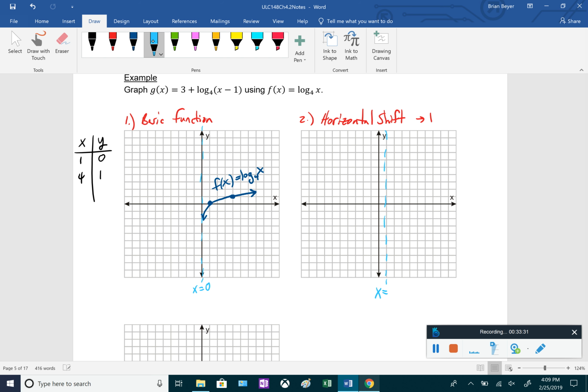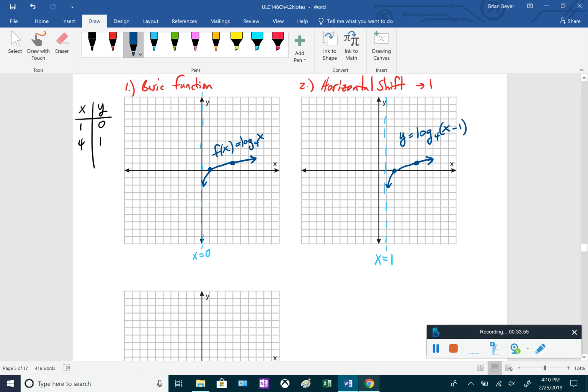So now the vertical asymptote's at x equals 1. Move that one to the right. And we move every other point to the right, and we end up getting something like this. And this is going to be, I'm just going to call it y, y equals log base 4 of x minus 1. And the last thing here is that plus 3. So the plus 3 is a vertical shift.